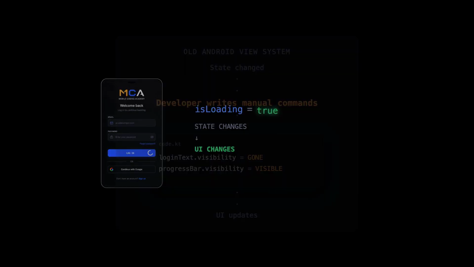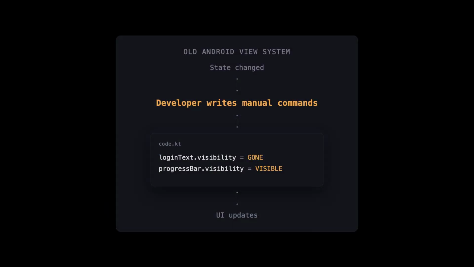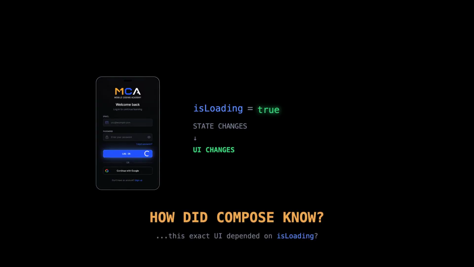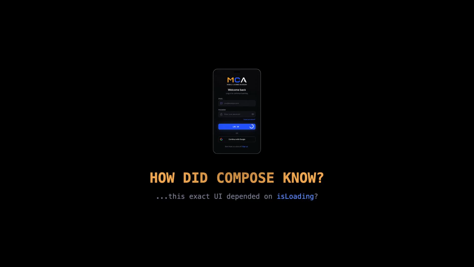Right. But here is the mystery. In the old Android view system, you'd have to manually find that text view, explicitly hide it, and then inject a spinner view into the exact right spot. Oh yeah, writing all those manual setVisibility calls, just a total headache. Yeah, exactly. But Compose didn't require us to do any of that. So, how did it know this specific part of the UI depended on that isLoading variable? Well, this is where the mechanics of it are just fascinating.